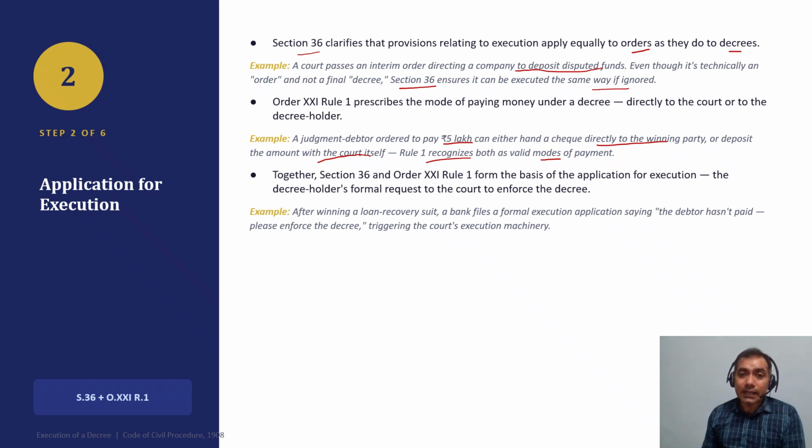Together, Section 36 and Order 21 Rule 1 form the basis of the application for execution, the decree holder's formal request to the court to enforce the decree. Example, after winning a loan recovery suit, a bank files a formal execution application saying the debtor has not paid. Please enforce the decree, triggering the court's execution machinery.